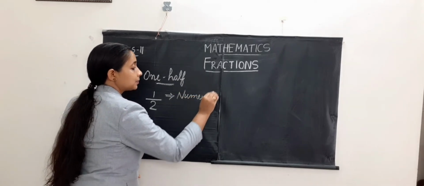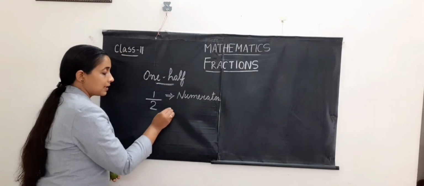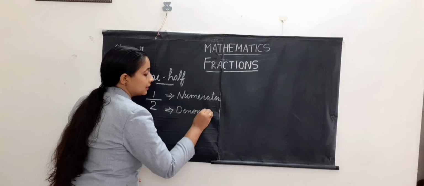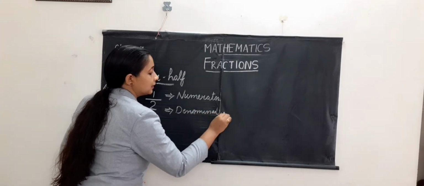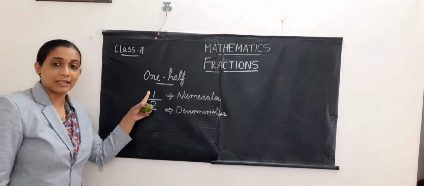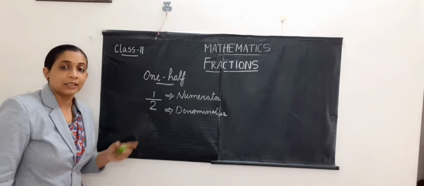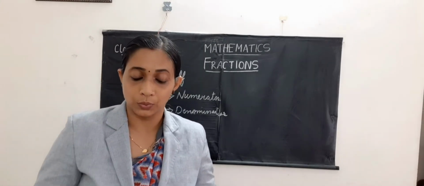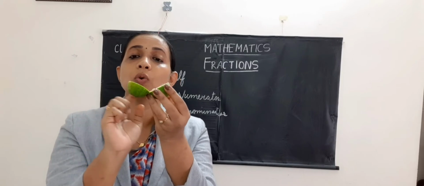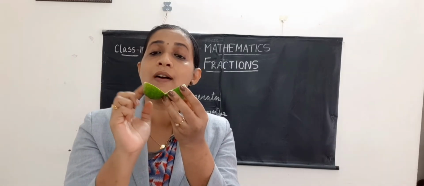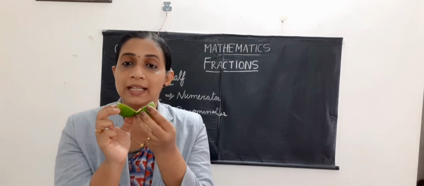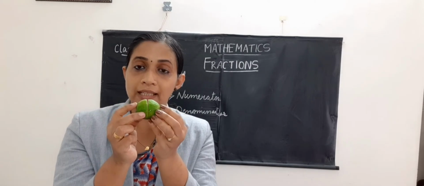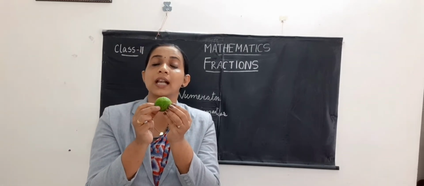Numerator. And the number you write at the bottom is called the denominator. Denominator. Okay, numerator and denominator. In the numerator, you will write the part referred to. See, here you are referring to one part, or one fraction. So in the numerator, you will write the part referred to, and in the denominator, you will write the total number of parts.